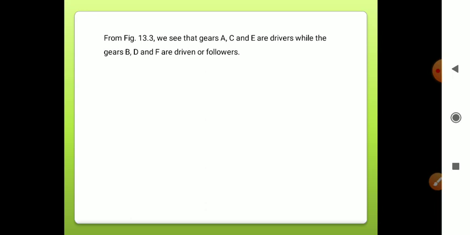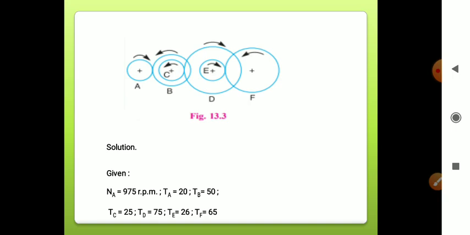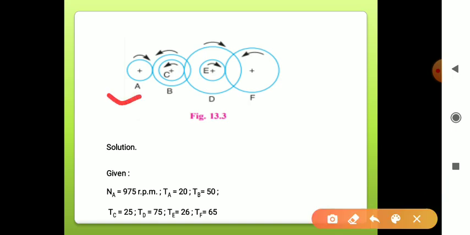That means see here, A, C, E. In that, A will be the driver and this will drive gear B, so B will be the driven. Now C will be the driver, so D will be the driven. Now E will be the driver and F will be the driven.